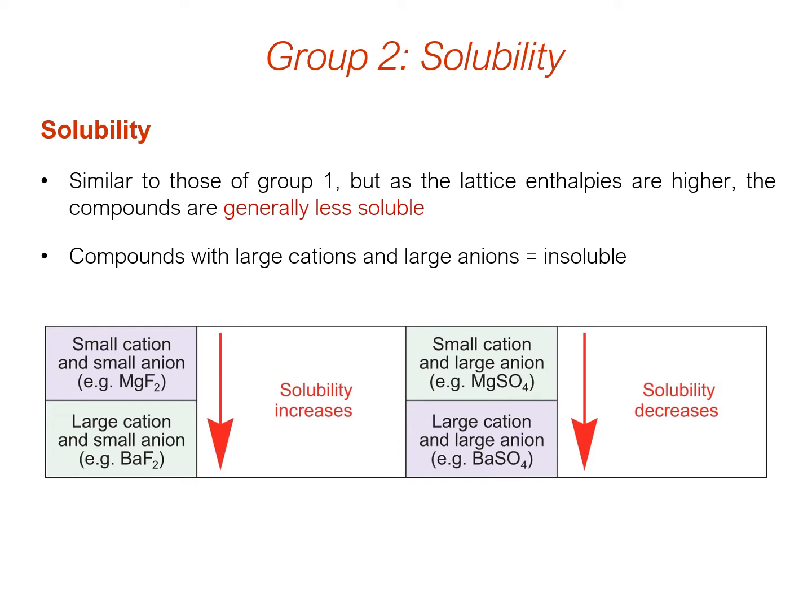However, the trends still apply. We can see here, if we're looking at small anions, the small cation salts are less soluble than the large cation salts, and the opposite is true for large anions. So a large anion with a small cation is more soluble than a large anion with a large cation. So now let's look at why this is.